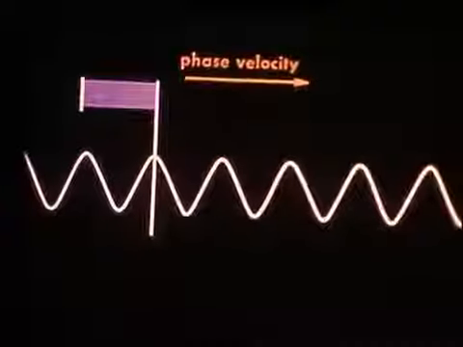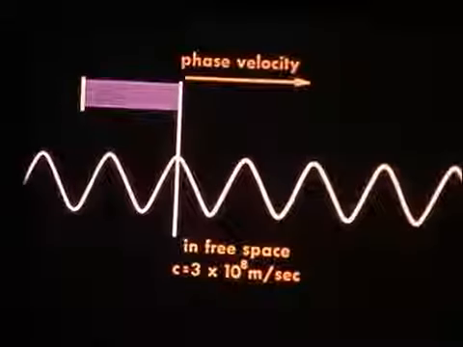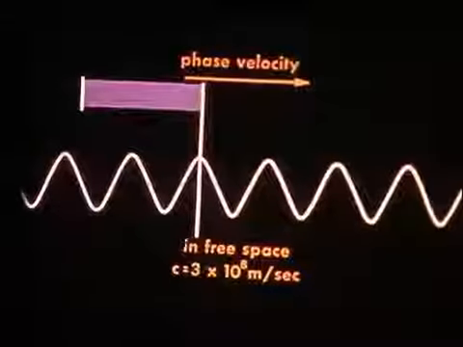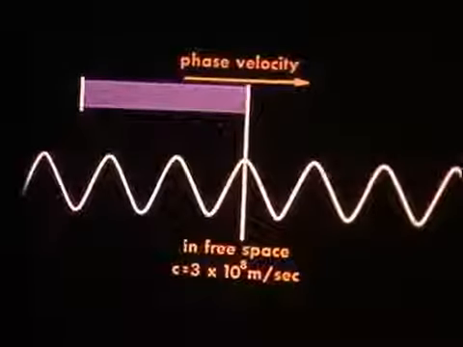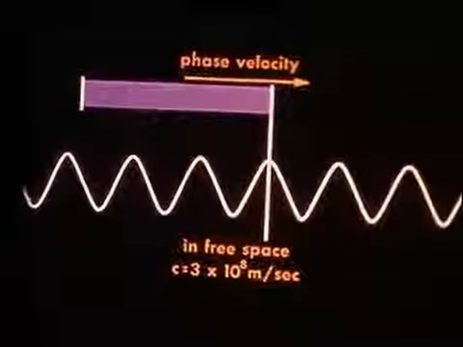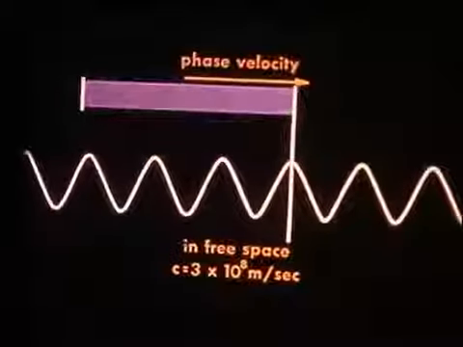In free space, it has the value 3 times 10 to the 8th meters per second, and it's usually denoted by the letter c. The speed of light in free space is the same for all frequencies. This isn't true, you know, when light passes through matter. The phase velocity of light in a given material can be different for different frequencies, and what's more, it can even be larger than c for some frequencies.